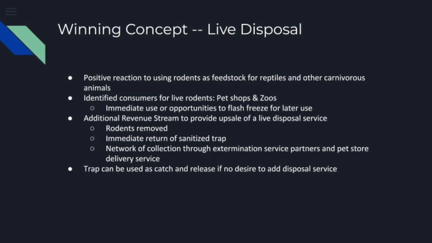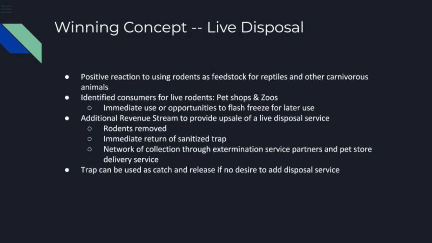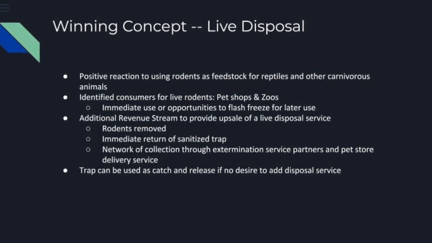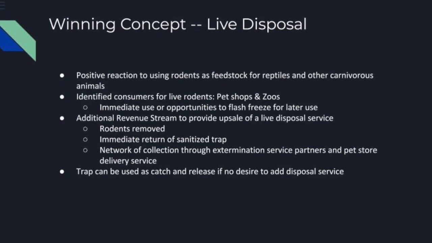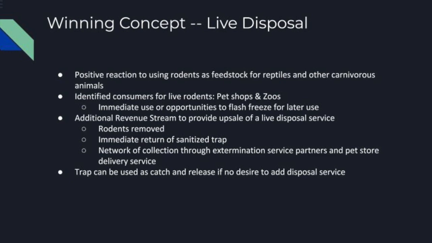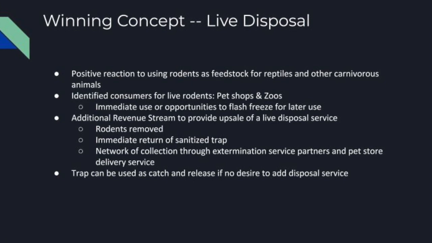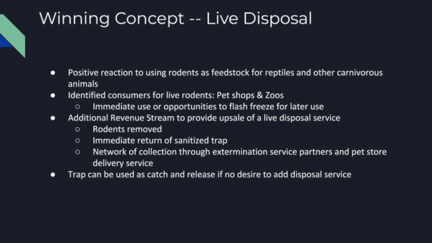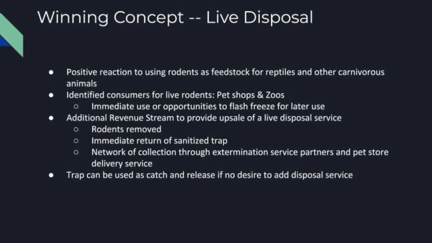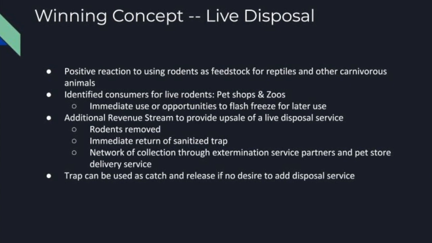So the positive reaction to using rodents as feedstock for reptiles and other carnivorous animals drove to the value stream identification of there being a possibility to use these as feedstock for pet shops and zoos. So it could either be immediate use or opportunities to flash freeze for later use. The additional revenue stream to provide upsell of live disposal service. Rodents would be removed, immediate return of a sanitized trap by the mobile removal service, and a network of collection through extermination service partners and pet store delivery services. The trap can be used as catch and release if there is no desire to add disposal service.